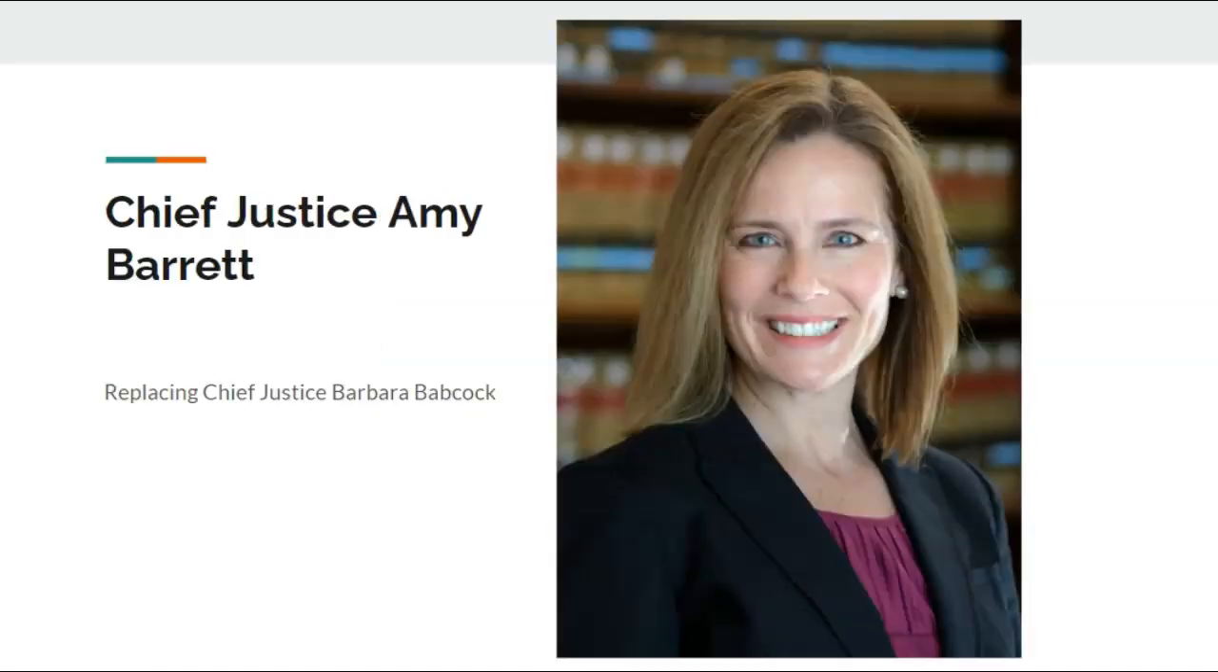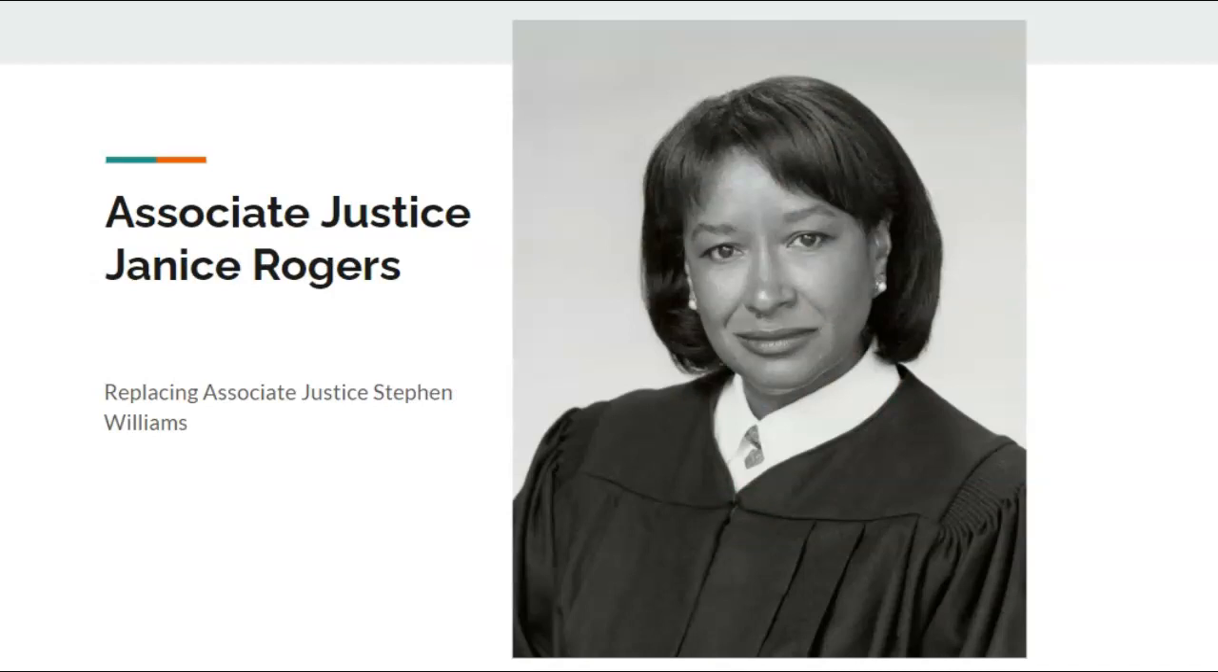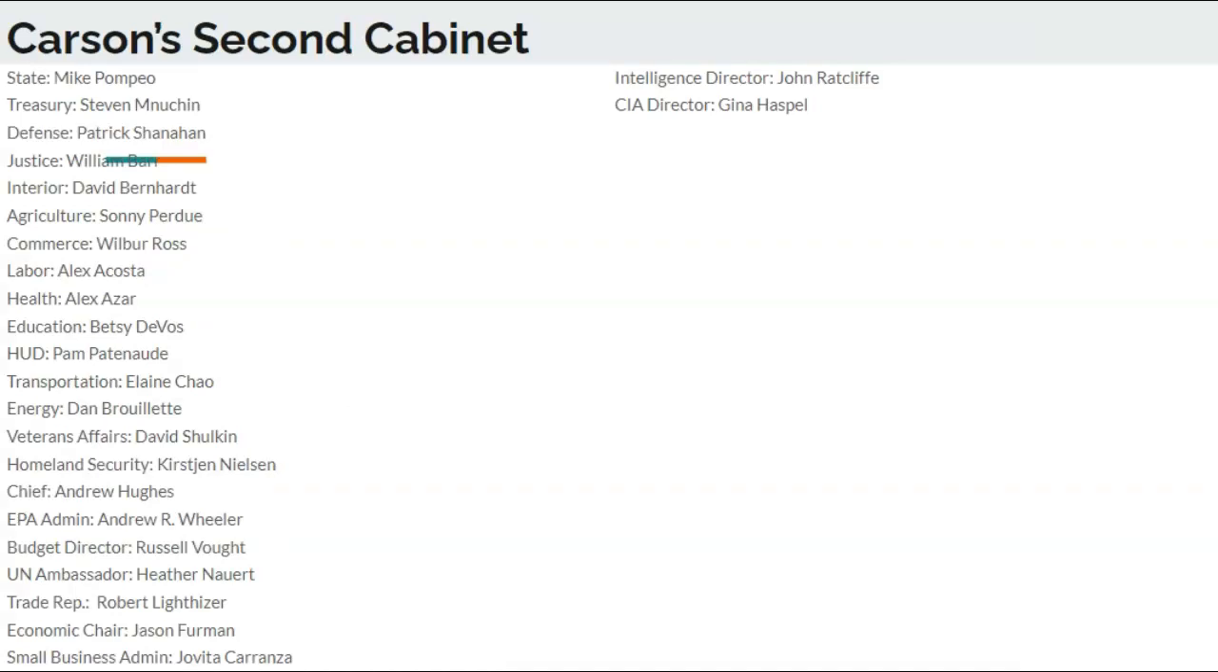First, the Chief Justice, Amy Coney Barrett, would replace Barbara Babcock. And of course, John Daniel Tinder would replace Associate Justice Ruth Ginsburg. And Janice Rogers would replace Associate Justice Stephen Williams. And this would be Carson's second cabinet upon arrival. And there you go.